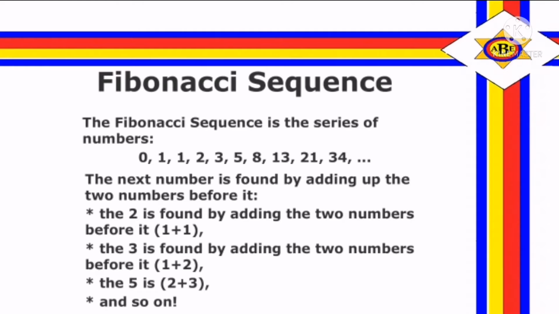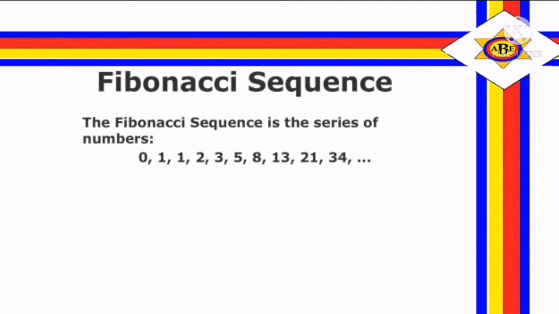2 is found by adding the two numbers before it, which are 1 plus 1. The 3 is found by adding the two numbers before it, 1 plus 2. Then 5 is found by adding the two numbers before it, 2 plus 3. We got 8 because of adding 3 plus 5. Then we can have 13 by adding up 5 plus 8. And so on and so forth.